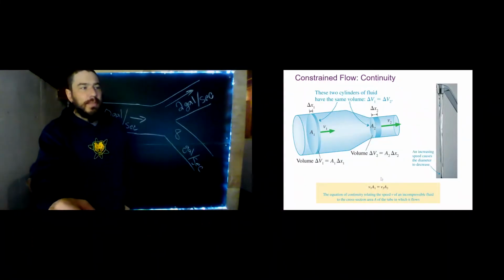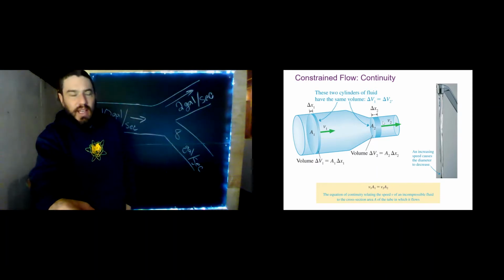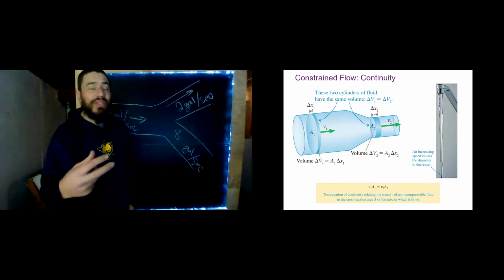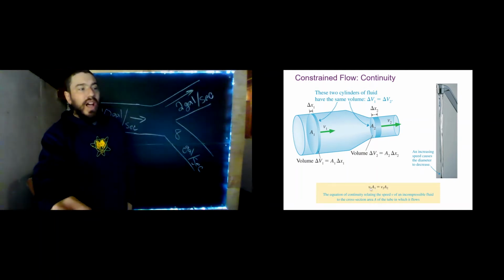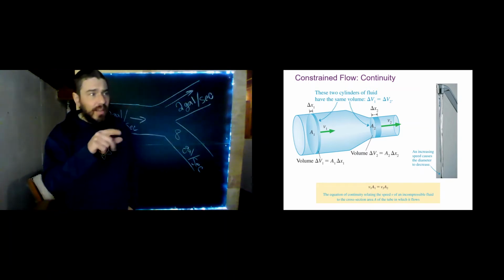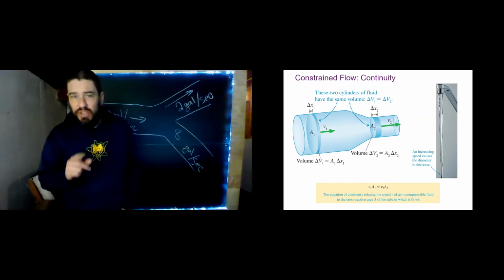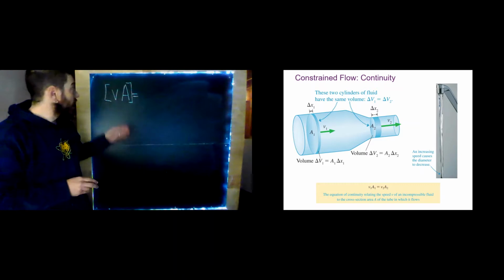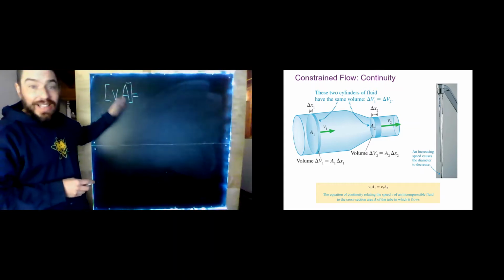The equation looks like this. It says that at any 2 points in a pipe or a tube or something like that, in any constrained flow, the flow velocity times the cross-sectional area is equal to the flow velocity times the cross-sectional area at some other point. Now, let's take a minute and look at those units. Notice that each side of this equation has V times A.